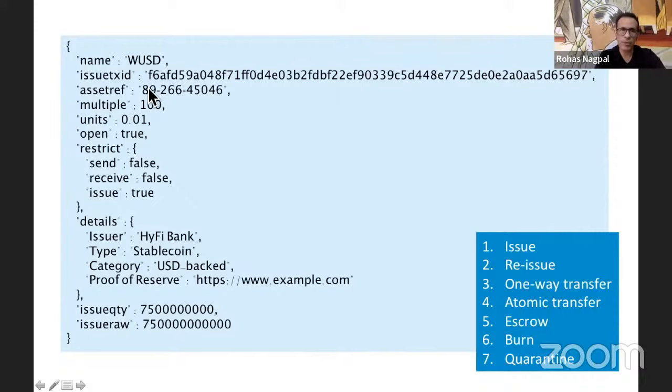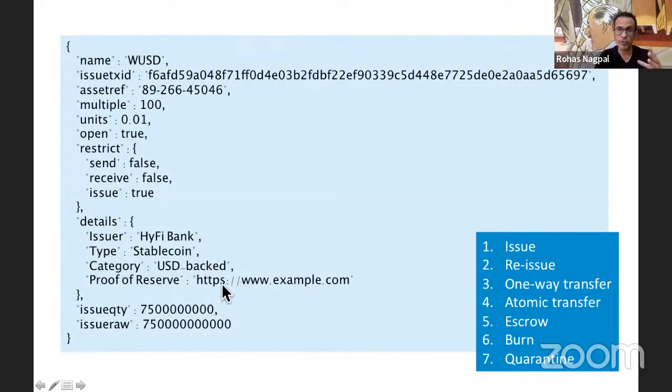Then it supports multiples of 100. Units can go to 2 decimal places. Open true means you can create more in the future. Restrict means, are there restrictions on sending, receiving, or issuing this token? Then you can have details. Who is the issuer? What is the name? So Hi-Fi Bank as an example. It's a stable coin, so you can put that as a type, category.